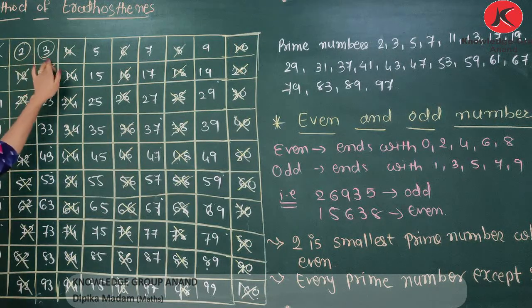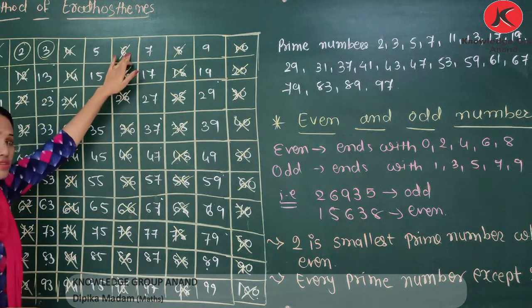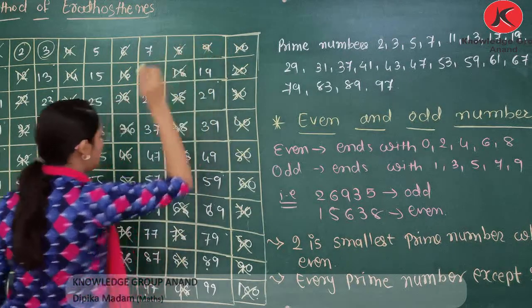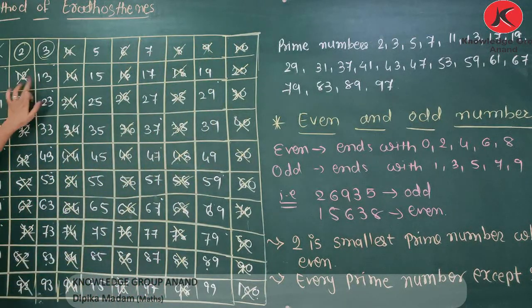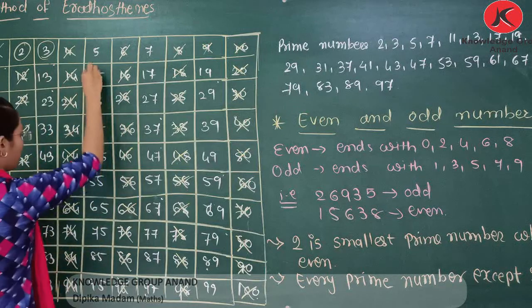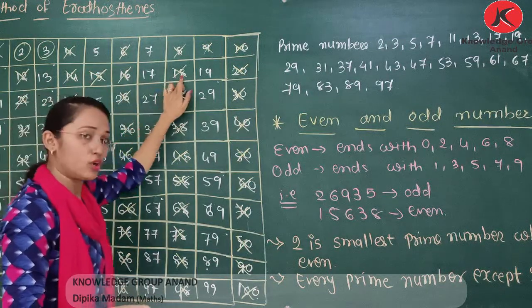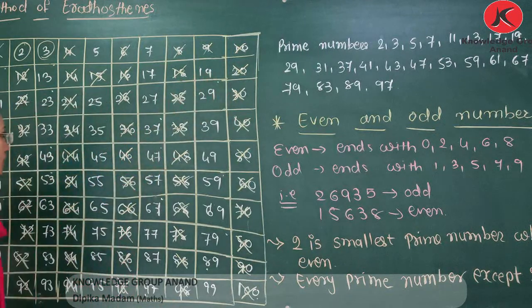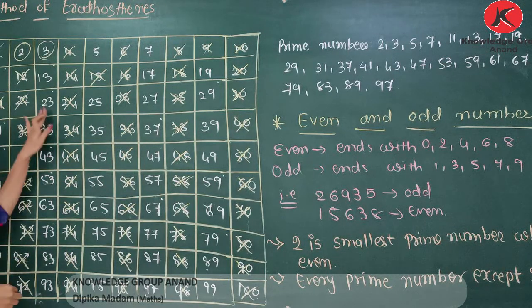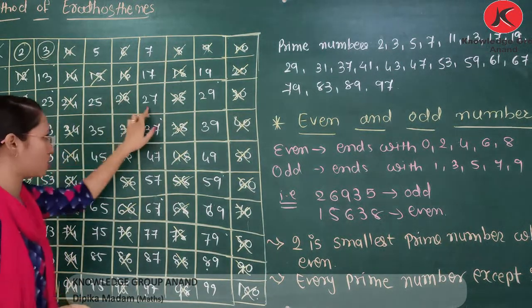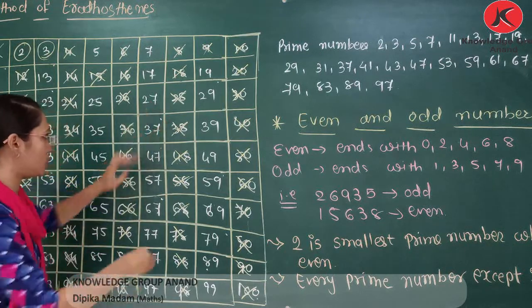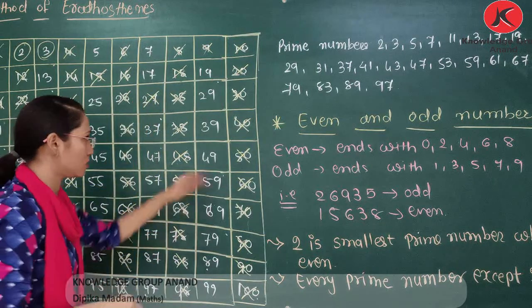So 3 1s are 3, 3 2s are 6, already crossed. 3 3s are 9, so cross it. 3 4s are 12, already crossed. 3 5s are 15, cross it. 3 6s are 18, already crossed. Now 19 is not in the table of 3. Now 21, yes, 7 3s are 21. Then 23 is not there, 25 is also not there. 27, 9 3s are 27, so cross it.